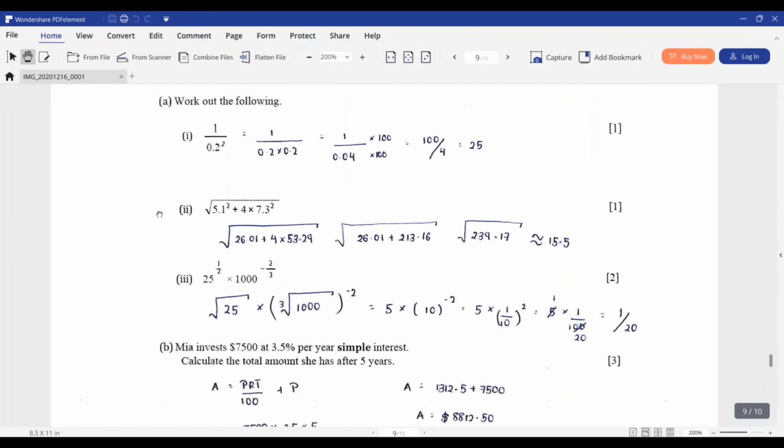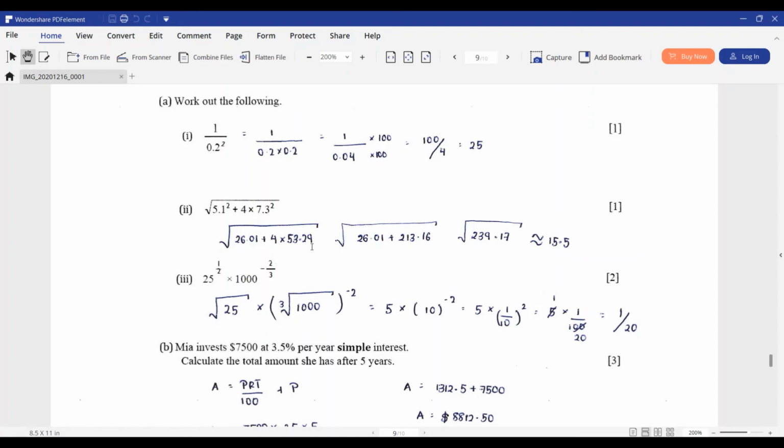Roman 2. Under root 5.1 squared plus 4 times 7.3 squared. Now this is a question where you really need to keep in mind the rules of BODMAS. So first what we want to do is square everything. Finish whatever there is to square. So 5.1 squared is 26.01 plus 4 times 7.3 squared, 53.29.